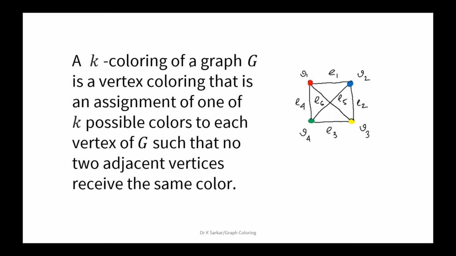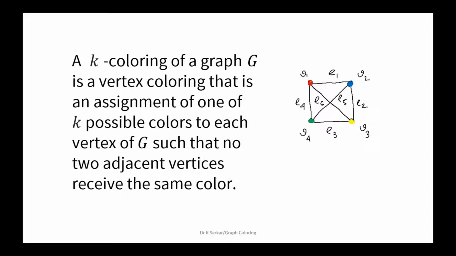A K coloring of a graph G is a vertex coloring, that is an assignment of one of K possible colors to each vertex of G such that no two adjacent vertices receive the same color. In the given graph, we observe that there are four vertices V1, V2, V3, V4.